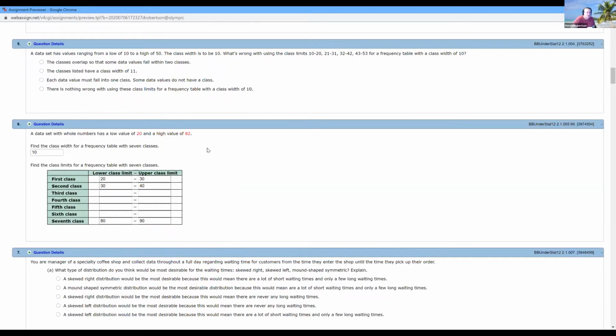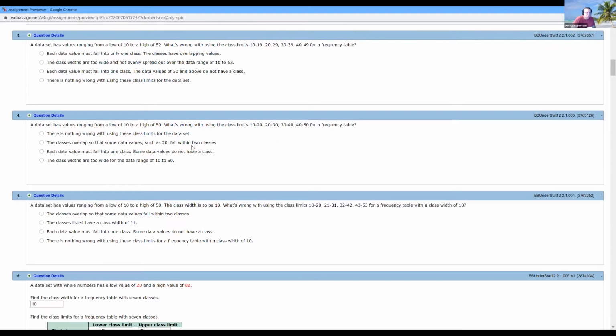Right. So I'm going to wind back a little bit. This is just a random question. A data set has values ranging from 10 to 50. What's wrong with using these as your frequency table? Looking at it superficially, it's got everything you'd expect, yet it is wrong. It doesn't include the 50. It doesn't, does it? Remember that last group means 40 up to, but not including 50. So do you see you have to go through this to figure out what is wrong with it?